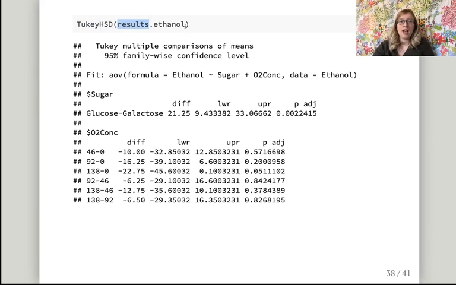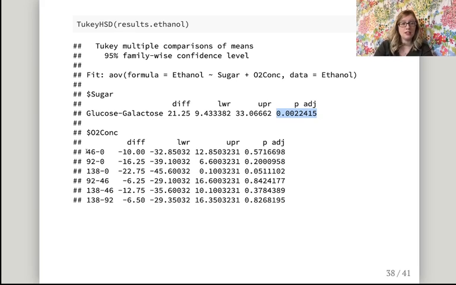In order to implement this adjustment, all we need to do is use the R function TukeyHSD. I'm going to input my model, so here's results.ethanol. What this will do for me is automatically calculate both confidence intervals and a p-value for a pairwise comparison of the groups. So for example, if I want to know how glucose and galactose compare, I have the difference between the two groups, the lower value of a confidence interval for their difference, the upper value of a confidence interval for their difference, and a p-value. So yes, this is a significant difference between glucose and galactose.